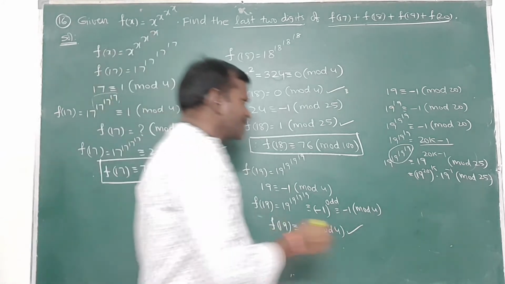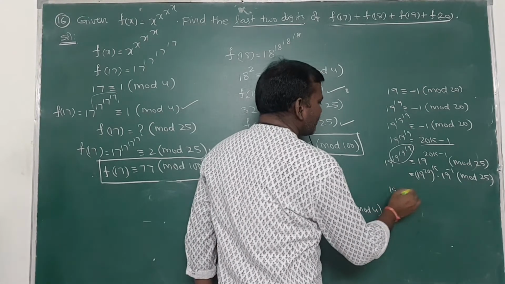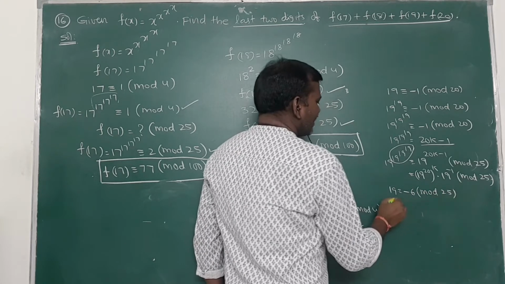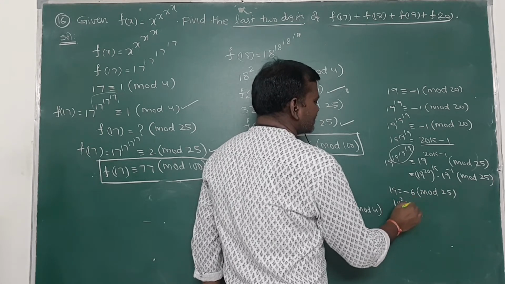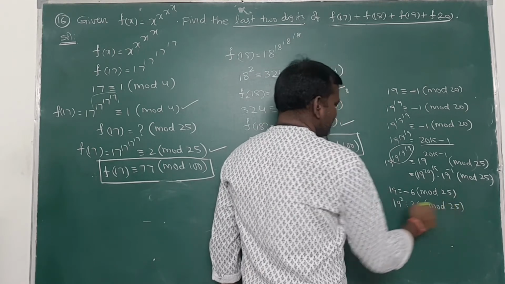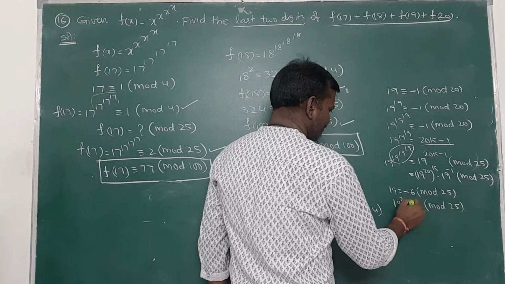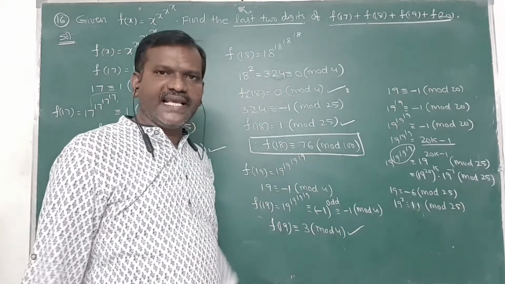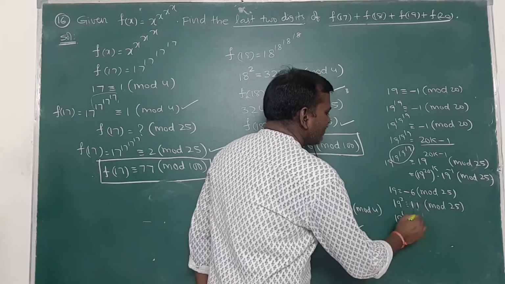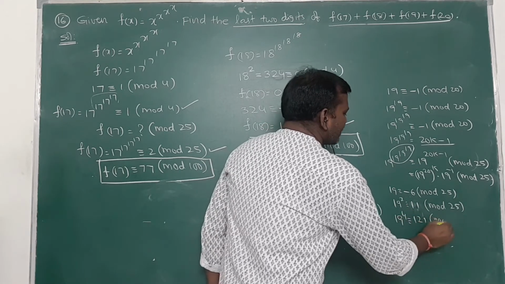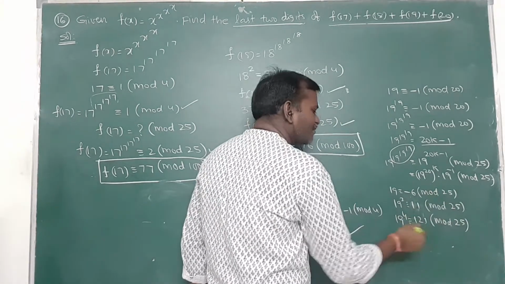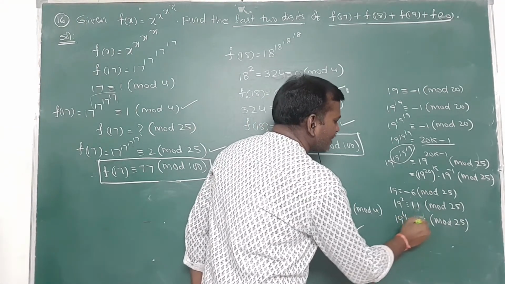First of all, 19 when divided by 25, what is the remainder? Minus 6. 19 squared means 36, since 6 sixes are 36. 36 when divided by 25, the remainder is 11. If it is squared, that means 19 power 4, that means 121 I am getting. 121 when divided by 25, the remainder is minus 4, because 5 times 25 is 125, so this leaves remainder minus 4.